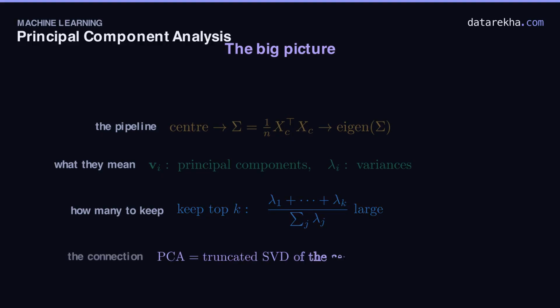And one elegant footnote. Doing exactly this is the same as taking the truncated singular value decomposition of the centered data. Master these 4 lines, and dimensionality reduction is yours.